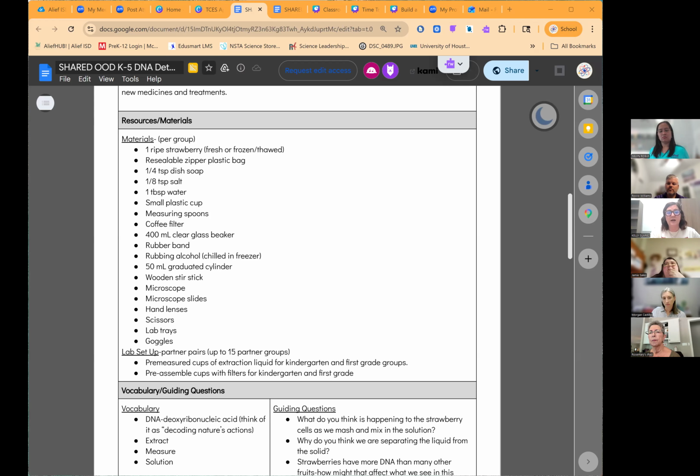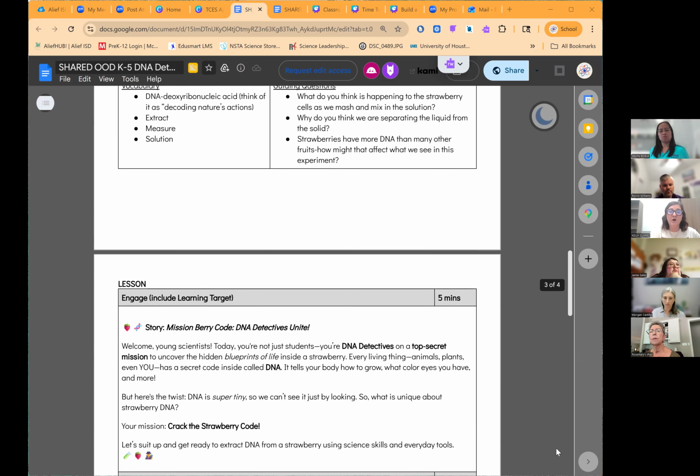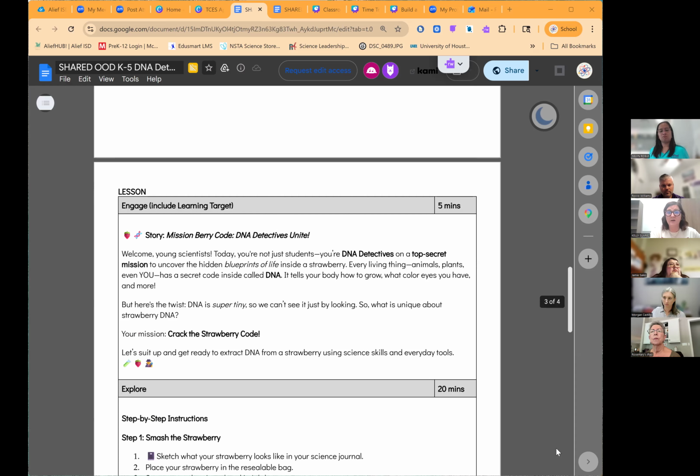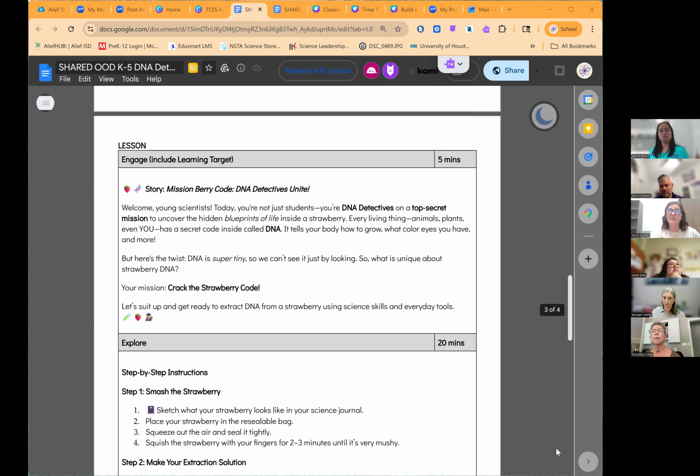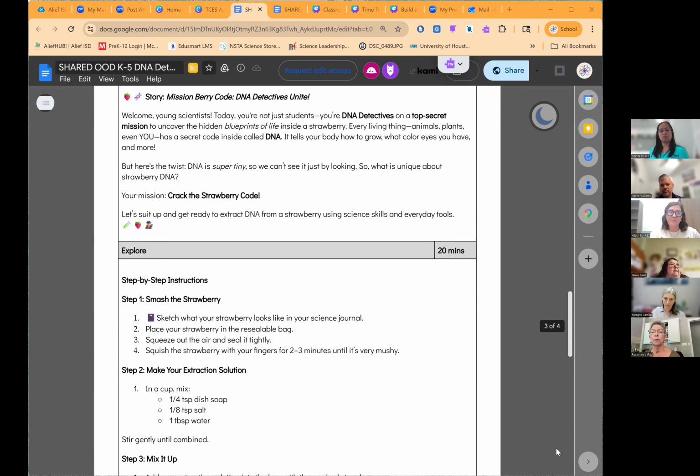There's some guiding questions, lab setup, vocabulary, keep going. Keep going. There are no slides that go with this. This is very student directed with teachers guiding these steps. This is one of those labs that you would need to guide step by step, but it reads kind of like a story. It's a DNA detective. We're going to look at strawberry DNA.